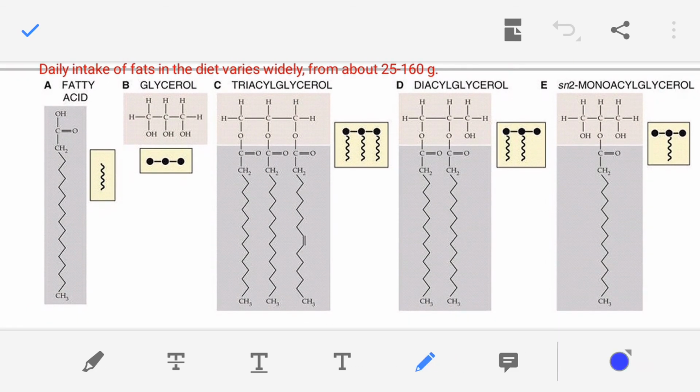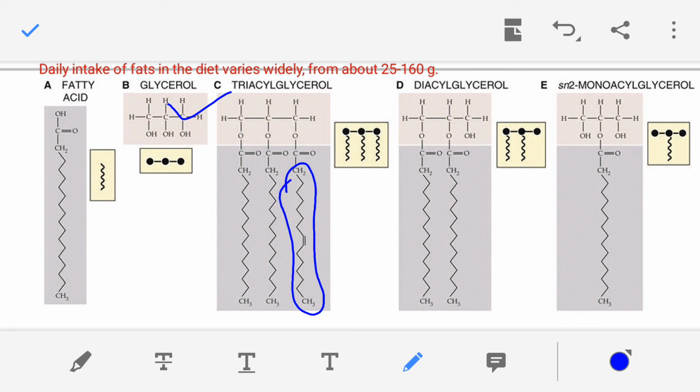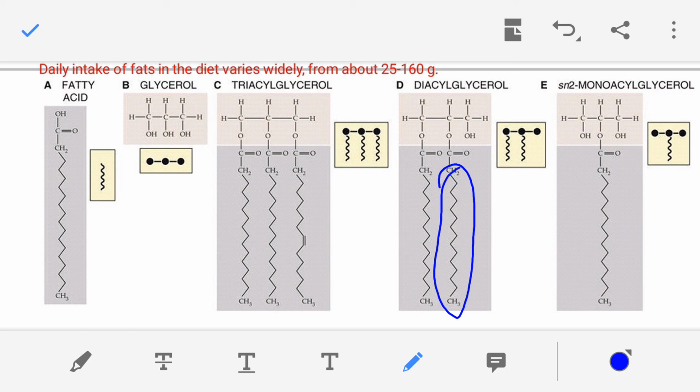Then from the structure of triacyl glycerol, if we remove one fatty acid, the structure will now be known as diacyl glycerol instead of triacyl glycerol. Then if we further remove one more fatty acid, that means only one fatty acid is attached to the glycerol molecule, so now we have monoacyl glycerol.